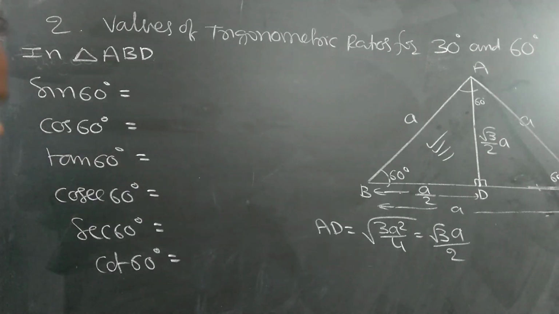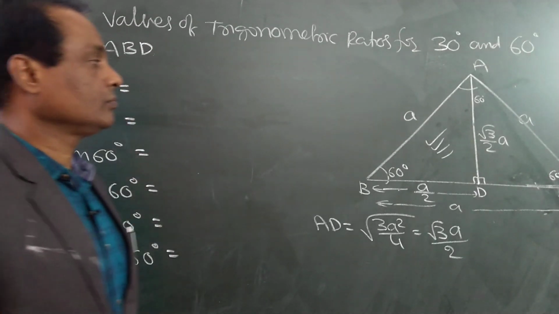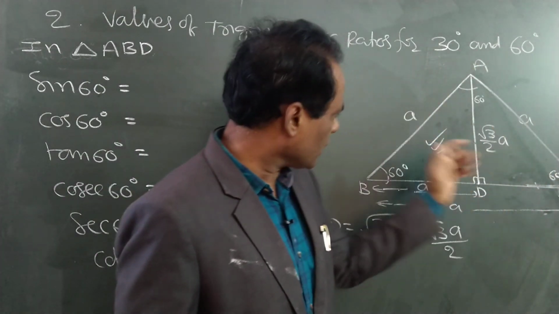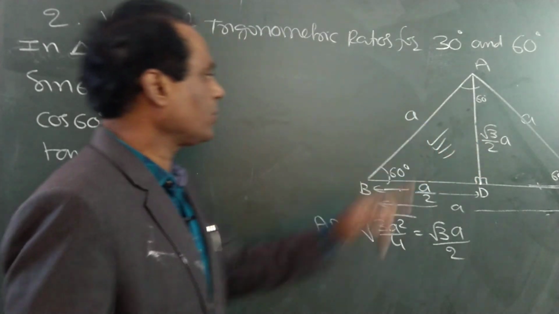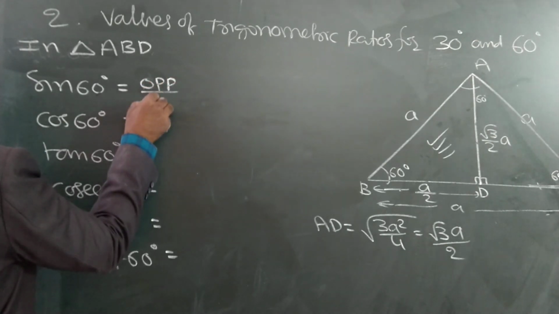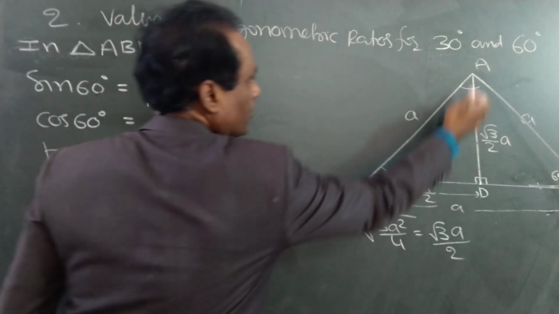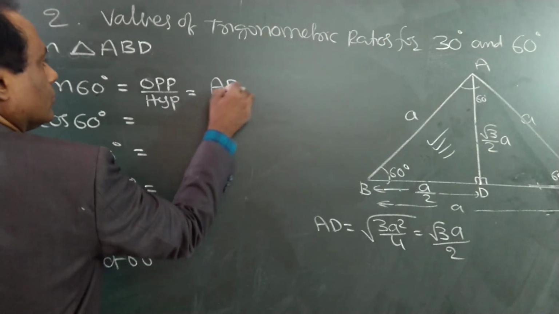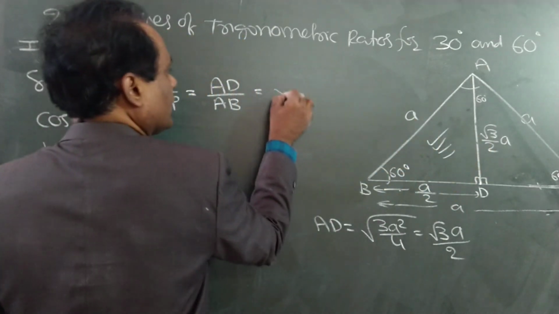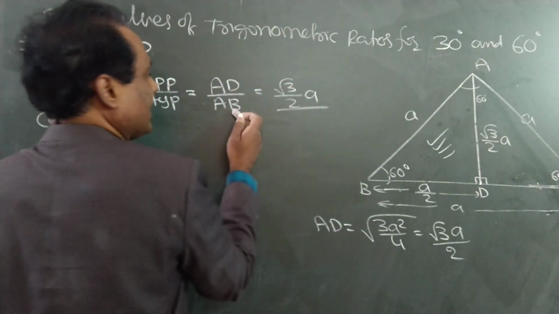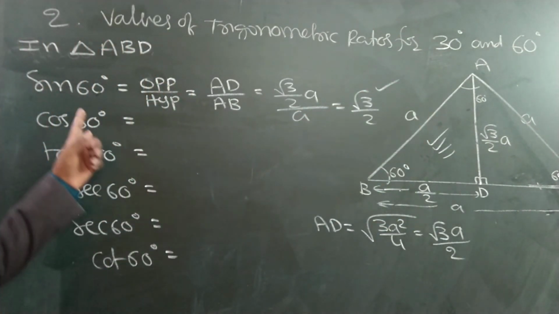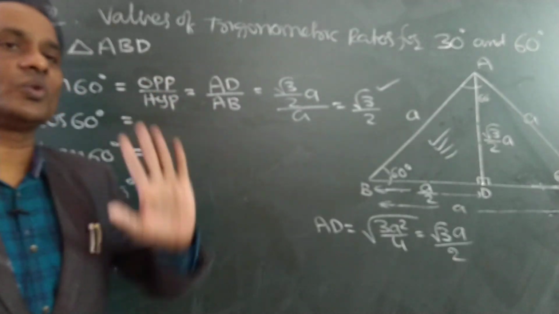See here, sine definition is opposite by hypotenuse. Don't look at the second half, only take this triangle. So what is opposite in this diagram? AD is opposite. Hypotenuse is AB. AD is root 3 by 2 A, by AB is A, A cancels, root 3 by 2. You remember the sine 60 value. Wherever you get sine 60, the answer is root 3 by 2.